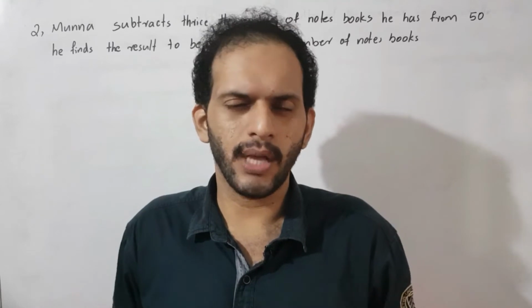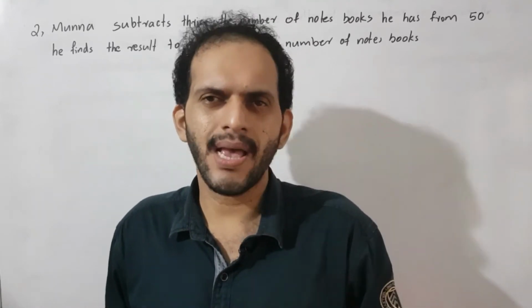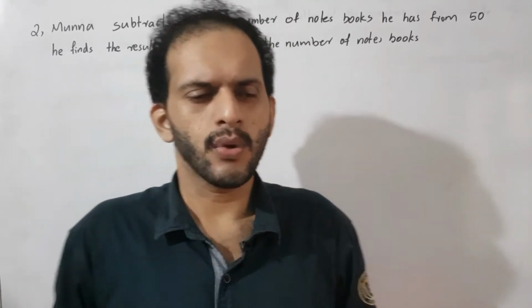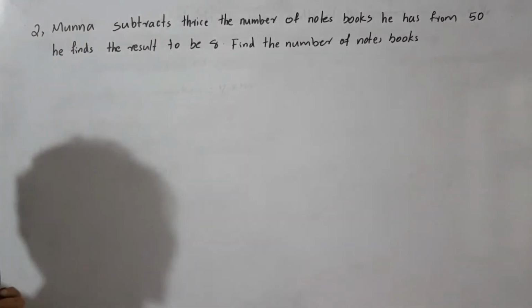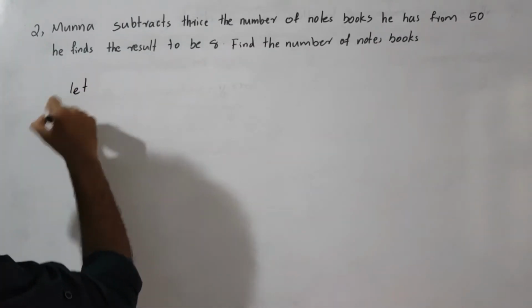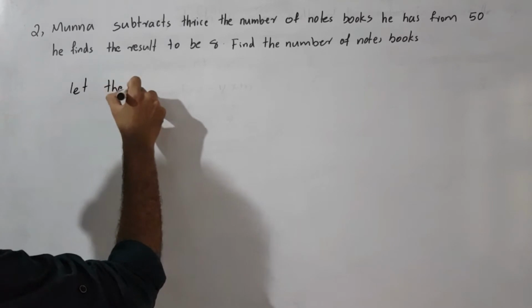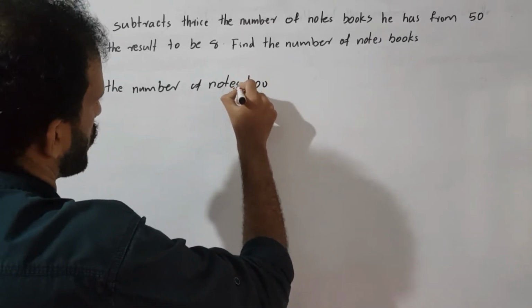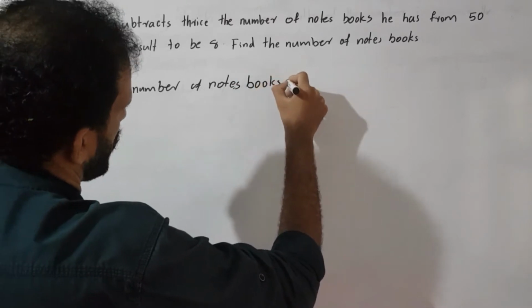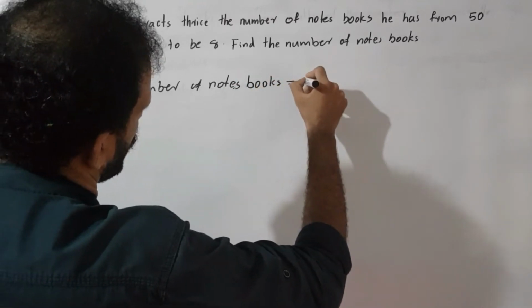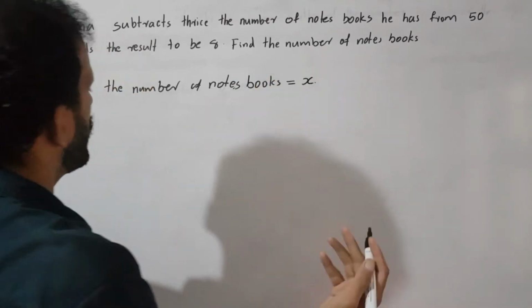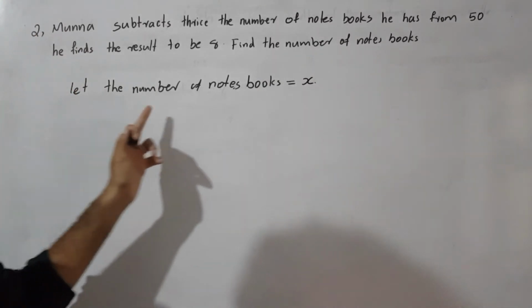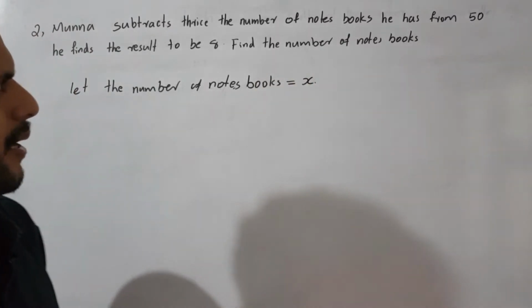We don't know how much that is, so we choose that as the variable. Okay, so how do we start? We start: let the number of notebooks be equal to x. Any one variable: let the number of notebooks be equal to x.